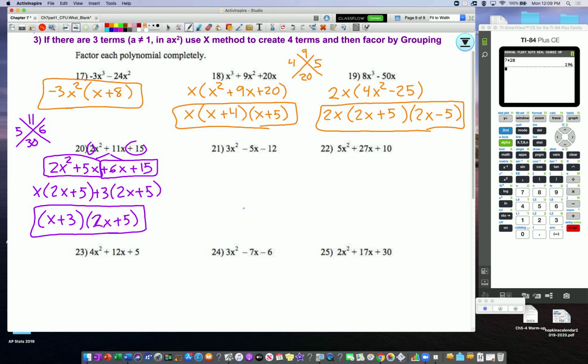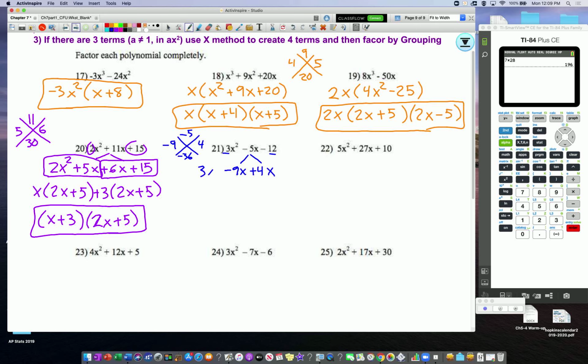All right, same process here. Crisscross. 3 times negative 12 is negative 36. Must add up to negative 5. 9 times 4, they differ by 5. And if I make the 9 negative, I think I'm good to go. So I rewrite this negative 5x as minus 9x and 4x.